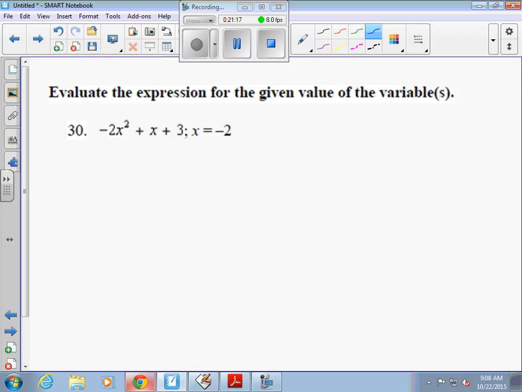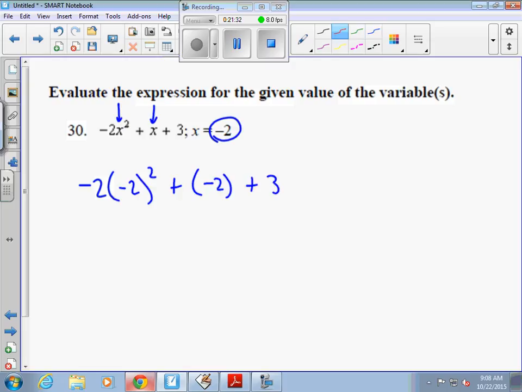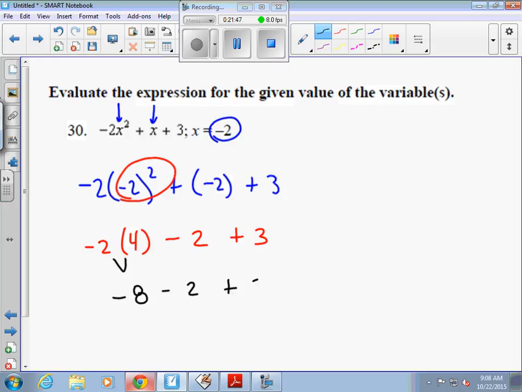And number 30 says evaluate the expression for the given value of the variable. Sub this in place of x. We did it a little while ago when we did the function form. So negative 2 times negative 2 instead of x squared plus negative 2 plus 3. Order of operations says you do exponents first. Negative 2 squared is positive 4. That's still multiplying by negative 2. Plus a negative 2 means minus 2 plus 3. We multiply next. Negative 2 times 4 is negative 8 minus 2 plus 3. Negative 8 minus 2 is negative 10. Negative 10 plus 3 is negative 7.